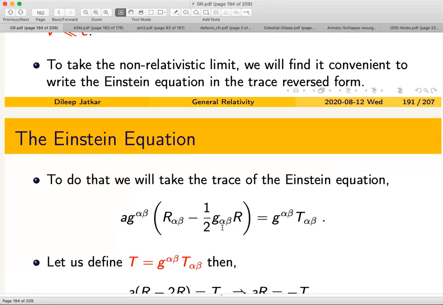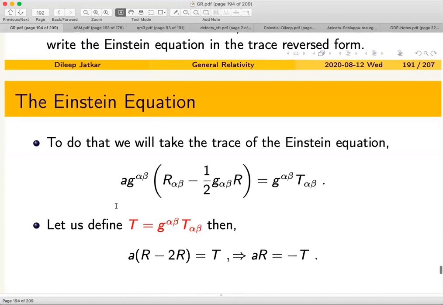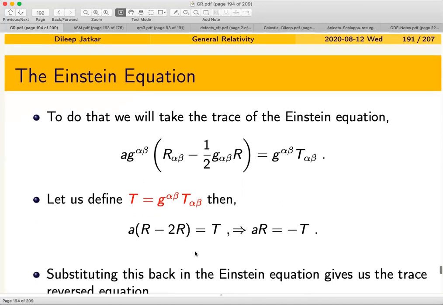Okay, now we are of course studying it in 4 dimensions. So G alpha beta is just going to be 4 for us. So that makes this number -2. So you get R minus 2R. That is what you will get. So you get the equation A times R minus 2R is equal to T. It just tells you that A times R is equal to minus T. Just one step from here.